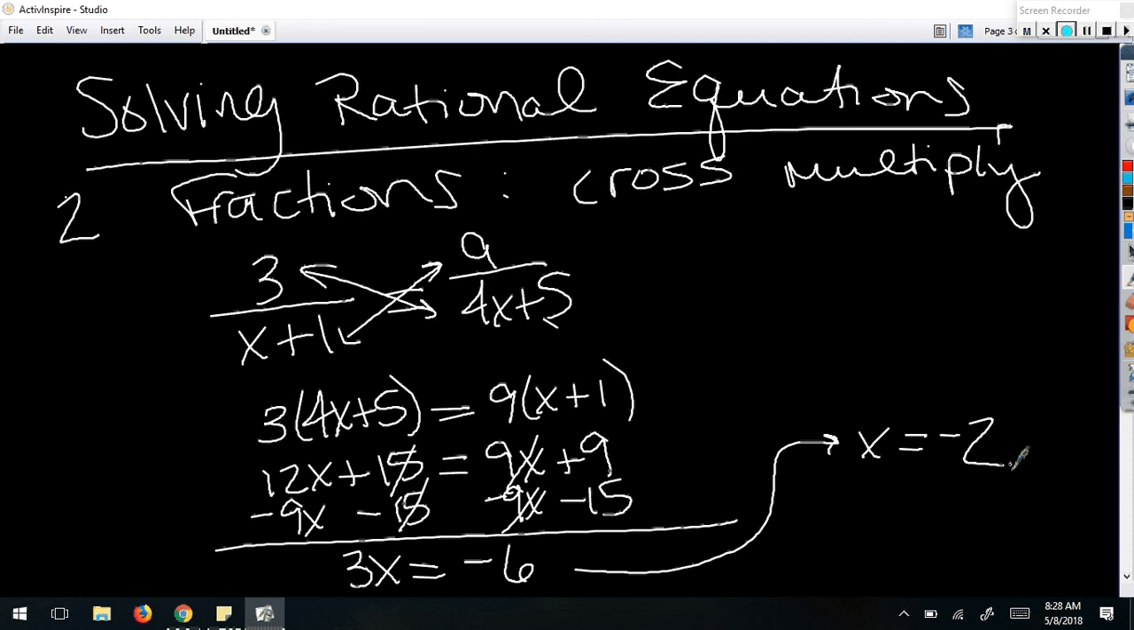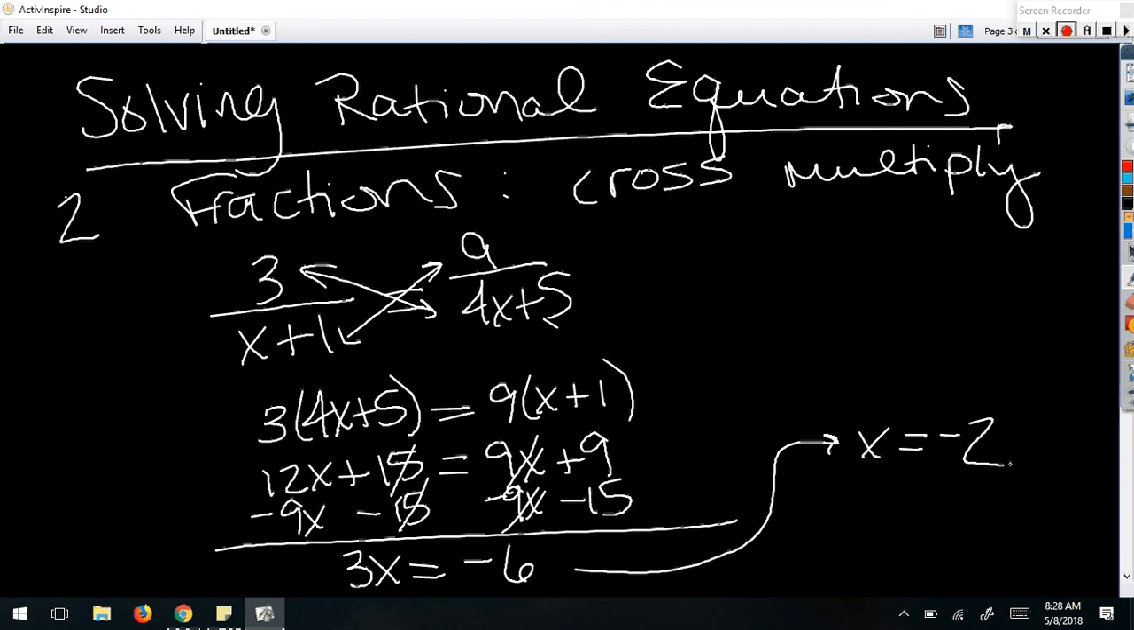Does that make sense to everybody? That's it when there's just two fractions. I'm not going to spend a long time on it because it's fairly easy. This is the easiest one. Last section ever.